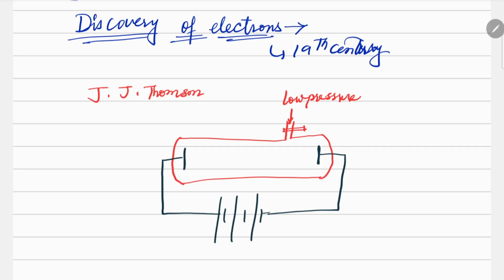Okay, and he closed it and kept it at low pressure. He took various noble gases, obviously. It is very important to remember that he took noble gases, because if he had taken reactive gases, the structure would have blasted, because it is a glass tube. So he passed the electricity and he observed a few things.